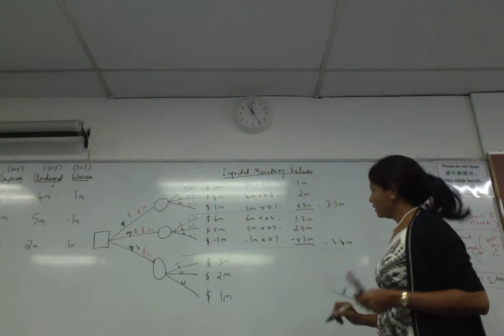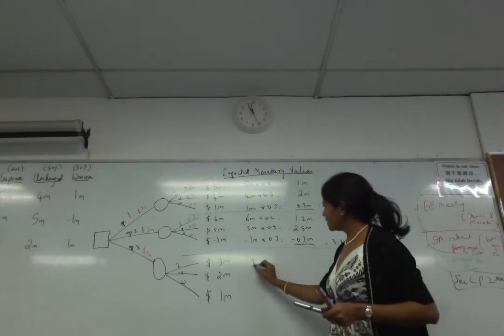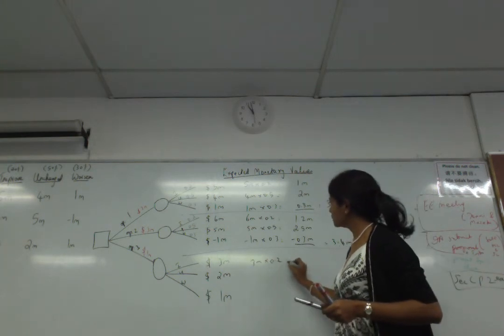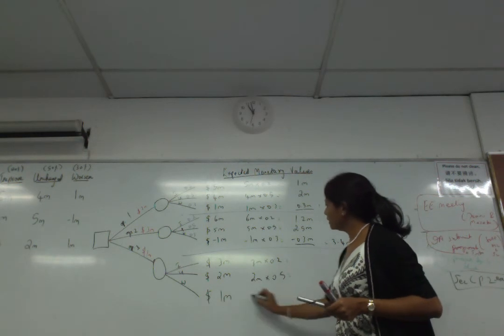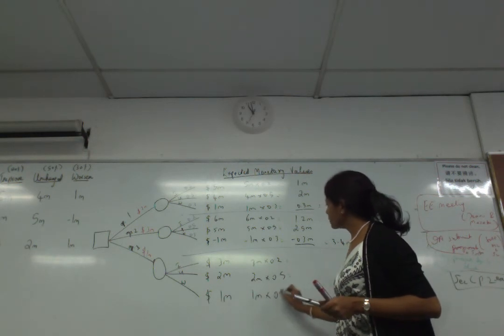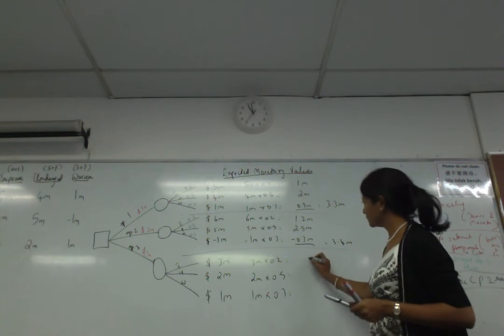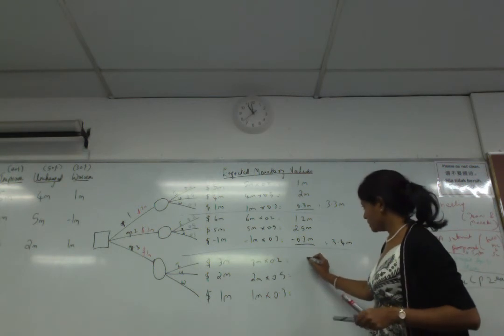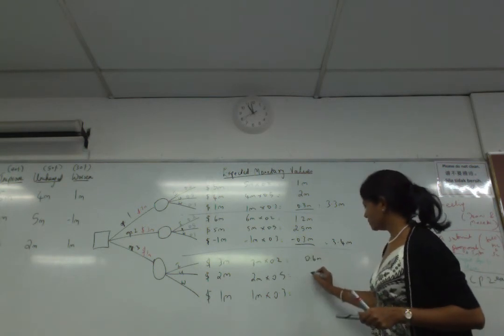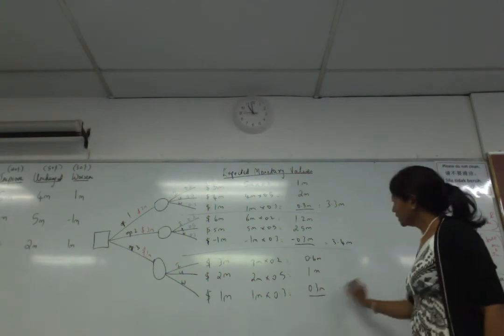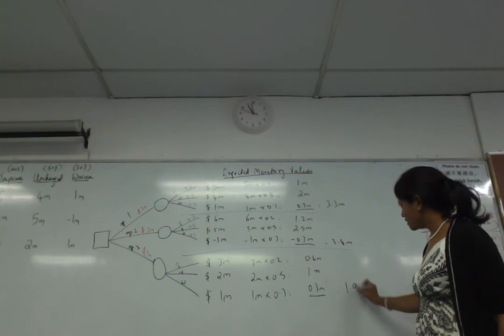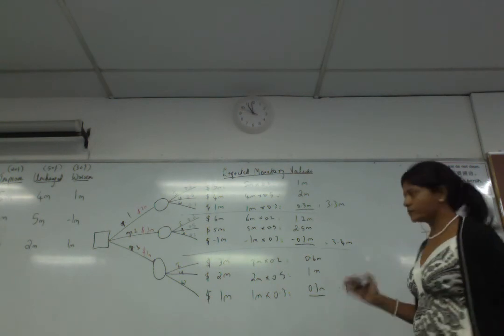Okay. Next, 3 million times 0.2, 2 million times 0.5, and 1 million times 0.3. So that's 0.6 million, 1 million, and 0.3. So that's going to give me $1.9 million. So we've arrived at this stage.